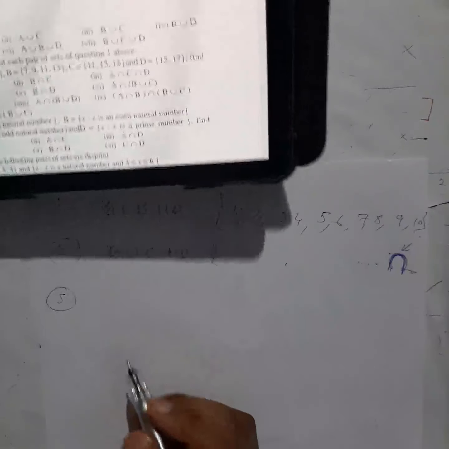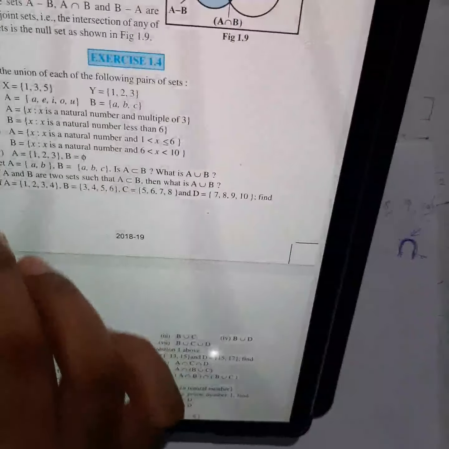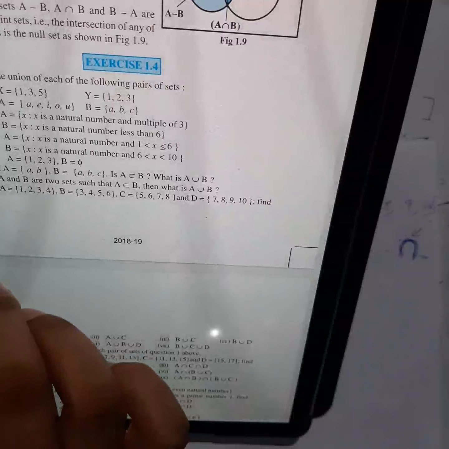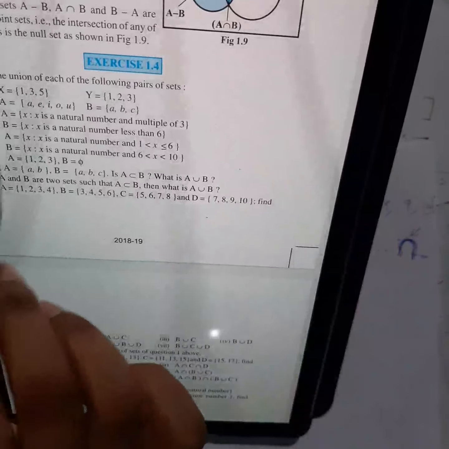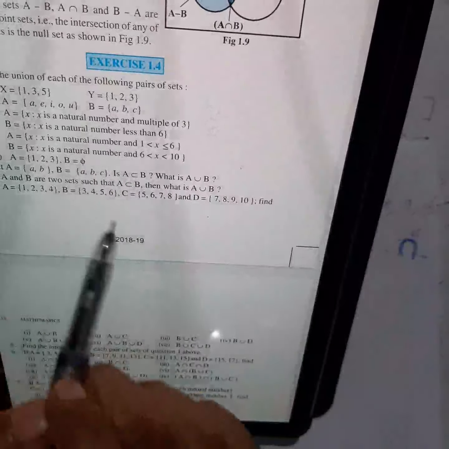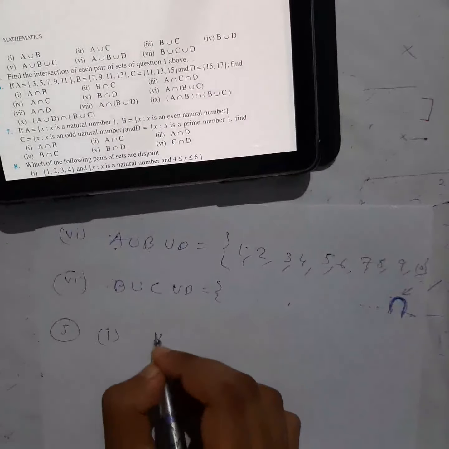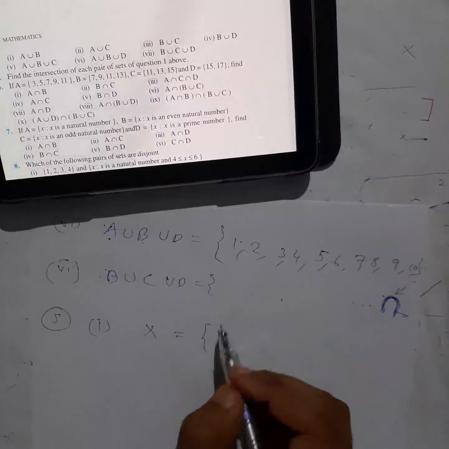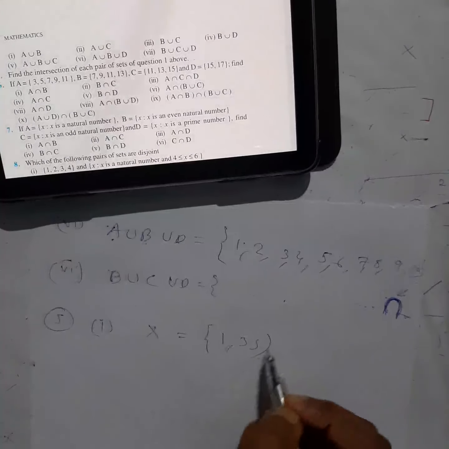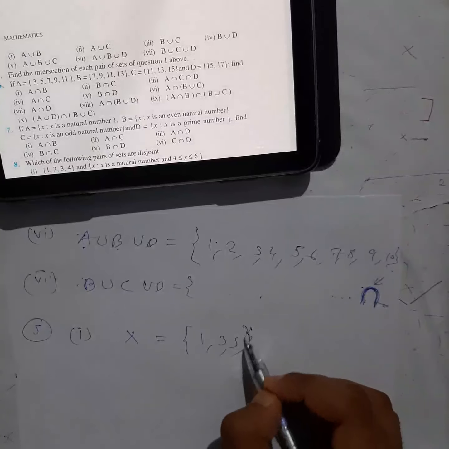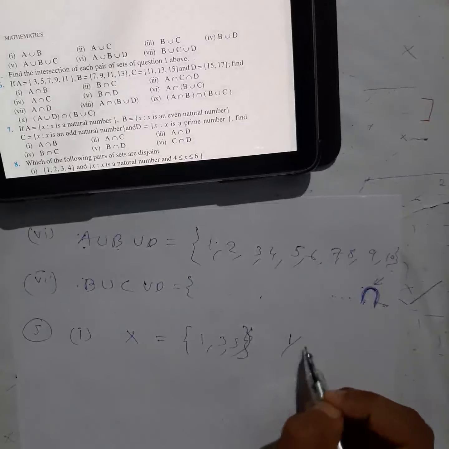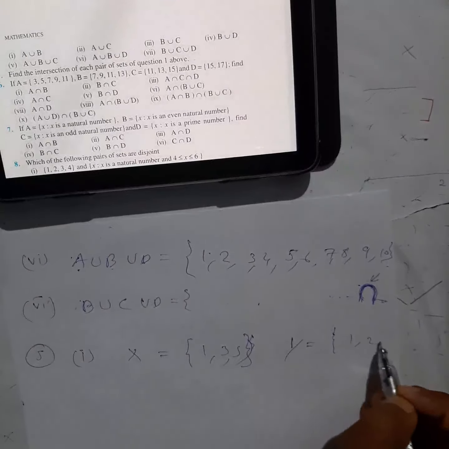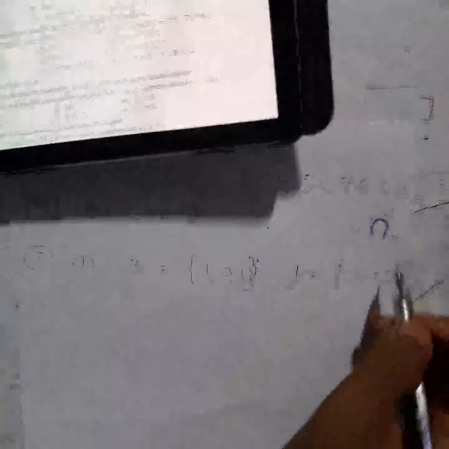Okay. So find the intersection of each pair of sets in question number 1 above. So question number 1, you can see this one. So 1, 2, 3, 4, 5, five questions are given, in which pairs of sets are given. So in each pair of sets you have to find the intersection, meaning common elements. So number 1, the sets are given: X equals 1, 3, 5. Okay, sorry. Y is given 1, 2, 3. Right, so these are the sets.